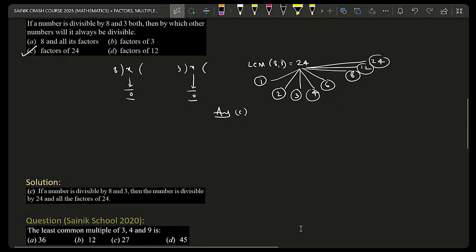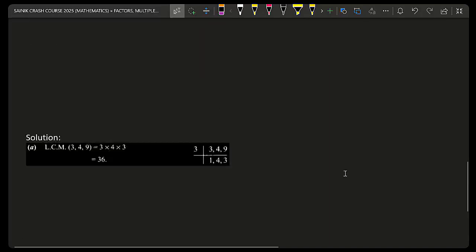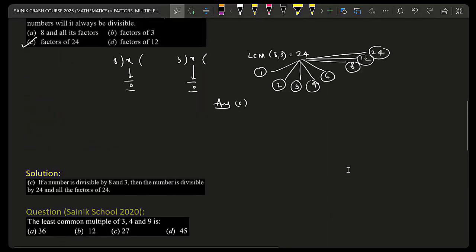Next, one simple question. The least common multiple of 3, 4, 9. Shall I wait on the screen so that everybody can copy? So, last question for today's class. You can see at the bottom of the screen, the least common multiple of 3, 4 and 9. We discussed 3 different methods. Any method you can apply and find the LCM of 3, 4 and 9.